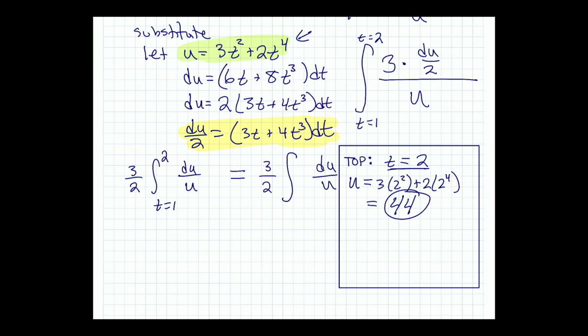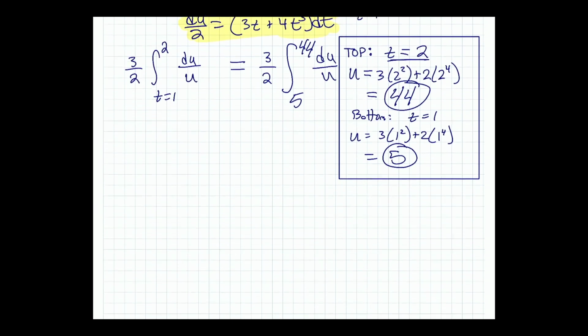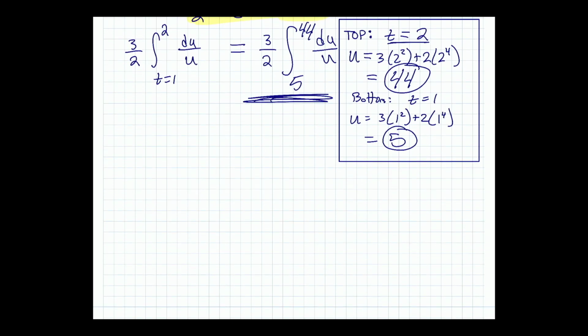Now you have to do the same thing for the bottom limit. So the bottom limit is t equals 1. And then you take that and you plug it into your u substitution. So u is 3 times 1 squared plus 2 times 1 to the 4, which is, well, that's just 3 plus 2, which is 5. So what you want to do with those limits is now those go here on your integral. And the reason you do that is because now you can forget all about the t's that you had at the beginning of your problem, and we can just scroll up here and only pay attention to this integral right here. All right, so let's do it.